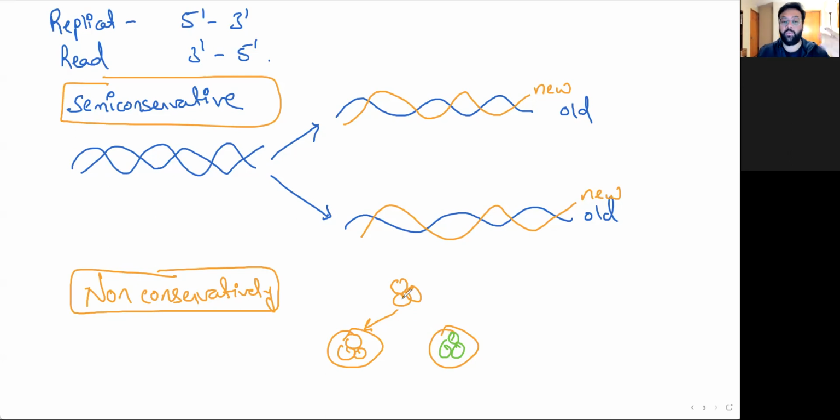So one cell will get everything, the other cell will have to make everything entirely new. This is how the histones replicate non-conservatively. That means one has everything new, the other has everything old. Semi-conservative is where each will have at least one strand old, and has to make one strand new. So that's your semi-conservative mode of replication.